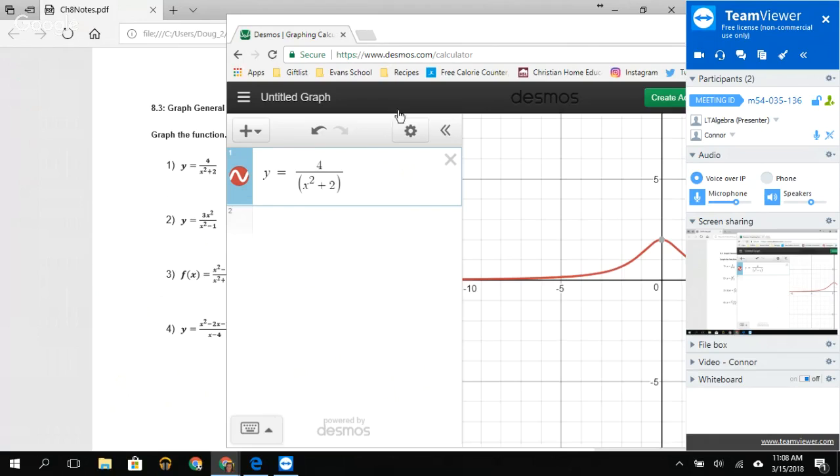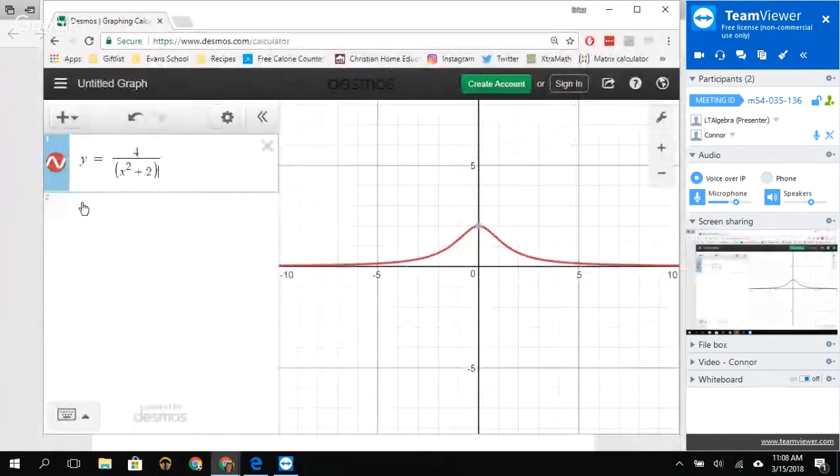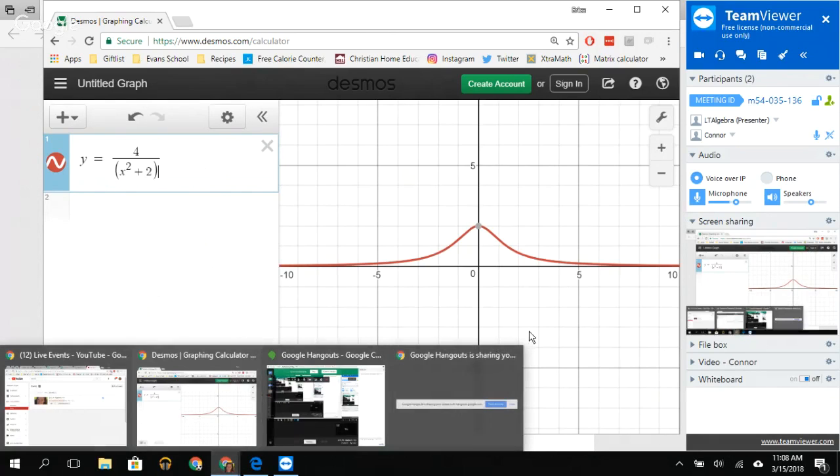When you think of the word rational equation, what is it? It's just a ratio of two equations. So this is a ratio of 4 to x squared plus 2. X squared plus 2 on its own is a parabola, but the fact that we're dividing 4 by it makes our graph a little bit interesting here. So what we want to do is graph it, and then talk about what the domain and the range is for our graph.